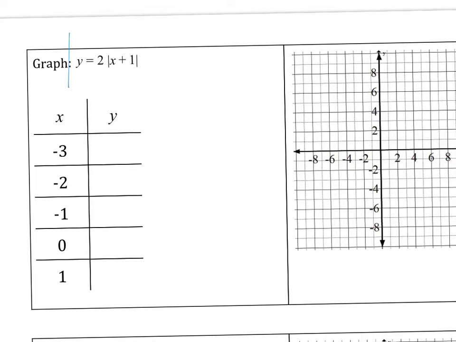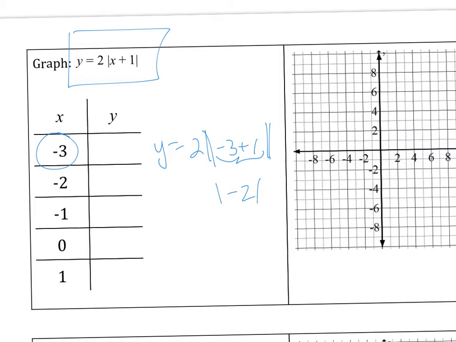Step-by-step calculations for this graph. If we let x equal -3, y is going to equal 2 times the absolute value of -3 plus 1. These absolute value bars are grouping symbols. I have to deal with the inside of them first. -3 plus 1 is -2.